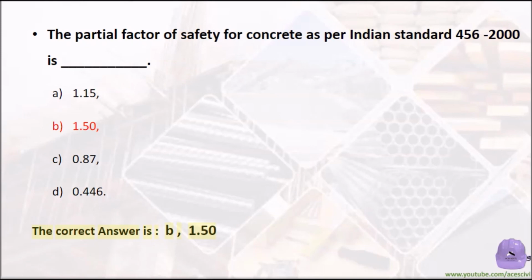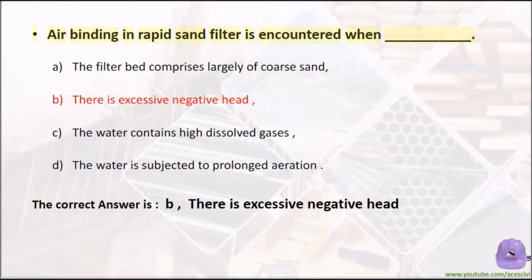Air binding in a rapid sand filter is encountered when: A. The filter bed comprises largely of coarse sand, B. There is excessive negative head, C. The water contains high dissolved gases, D. The water is subjected to prolonged aeration. The correct answer is B. There is excessive negative head.